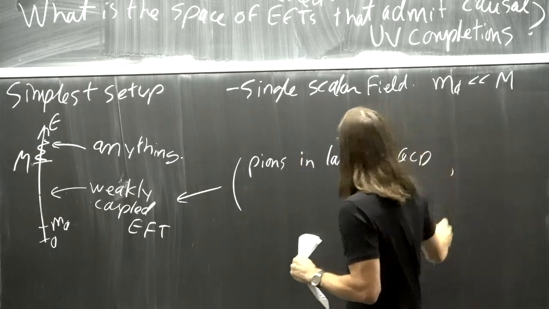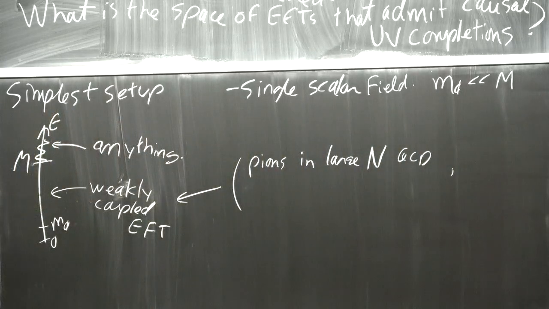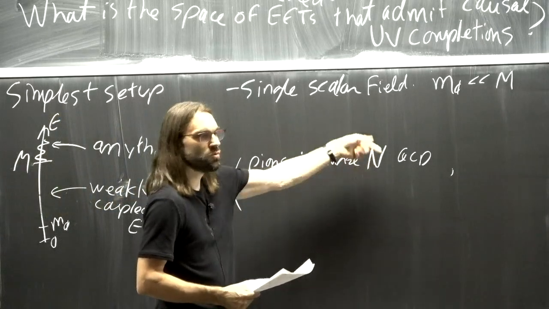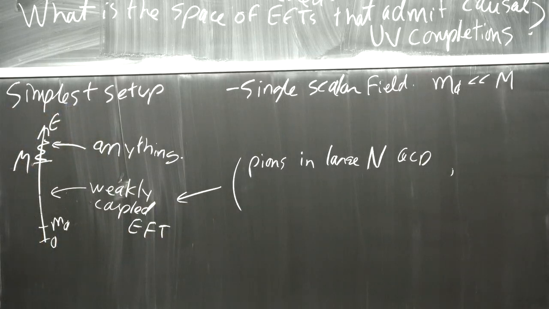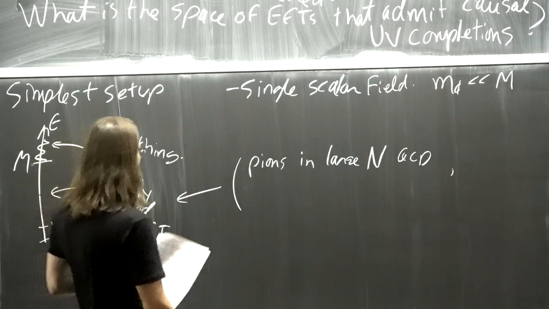That would be one example that people are studying using similar techniques. Because of large n, the interactions of the pions are suppressed by 1/n. The pions are still strongly interacting bound states of quarks and gluons, but the interactions between the pions are small in this large n regime.